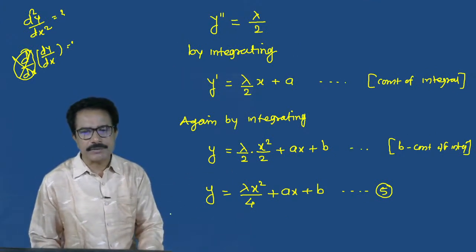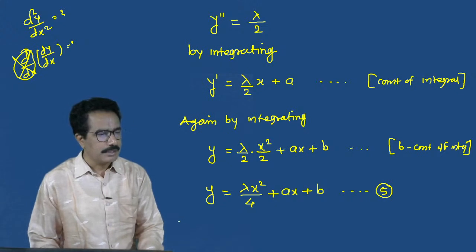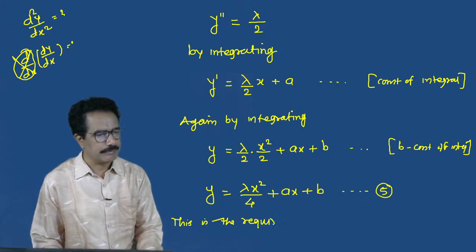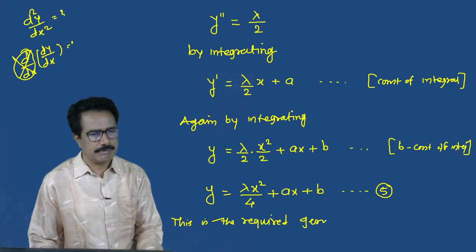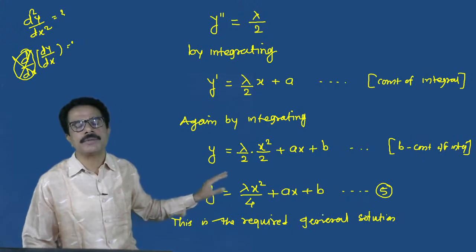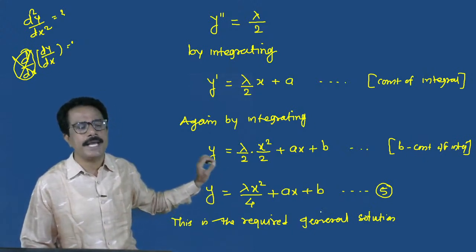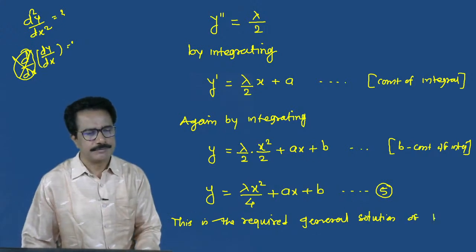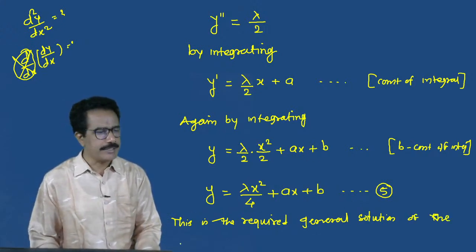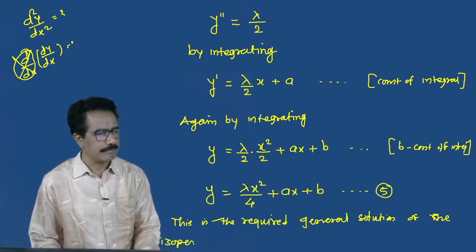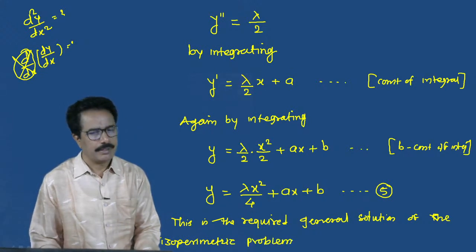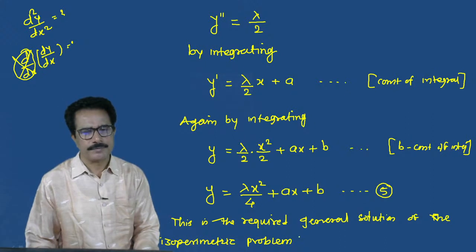So this is the required general solution, because it contains the arbitrary constants lambda, a, b of the isoperimetric problem which has an extremal function.